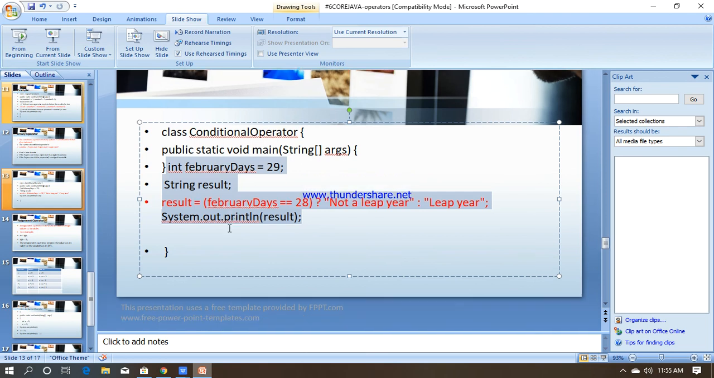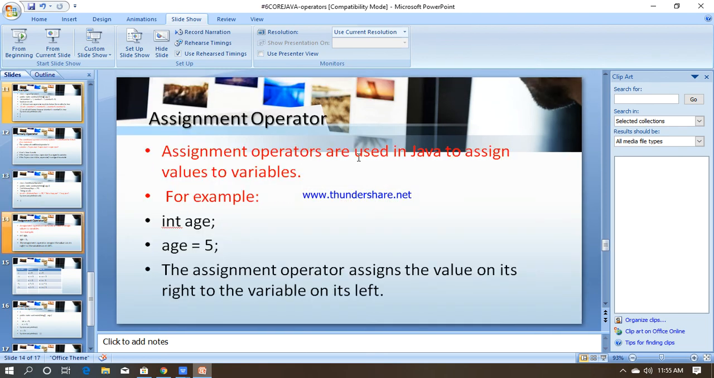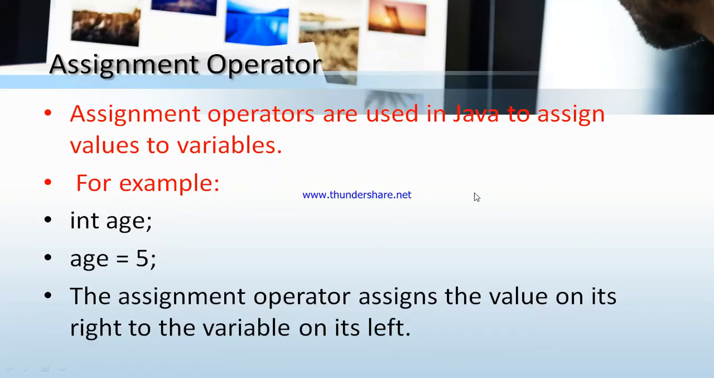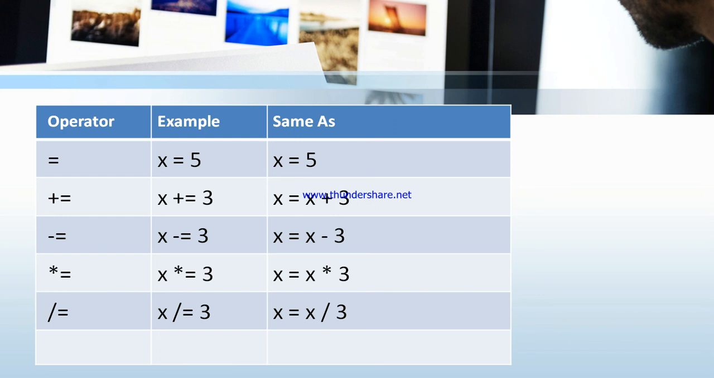Let's go for the another one. Assignment operator. These are operators used in Java to assign values to variables. For example, if I give int age, where age equal to 5, the important point is that it assigns the value on its right to the variable on its left. So age equal to 5 you can give, or x equal to 10, whatever you want. We can't see any program without the assignment operator in Java.